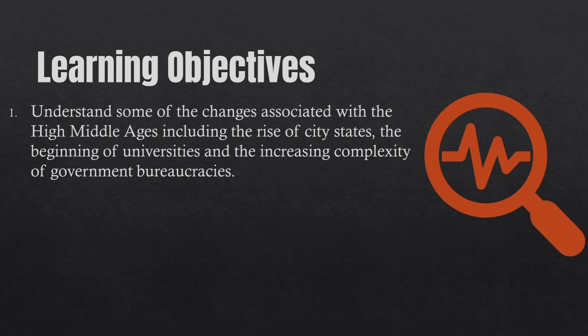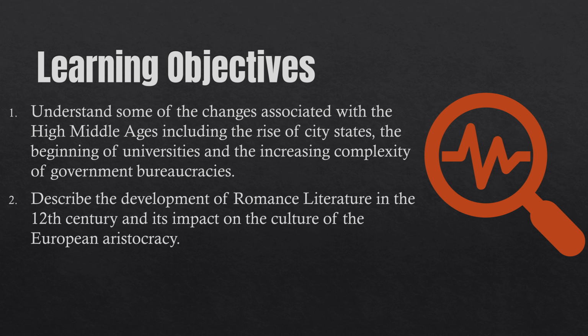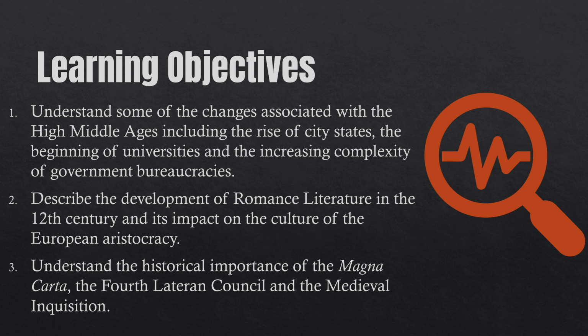The learning objectives for this video are: Number 1, understand some of the changes associated with the High Middle Ages, including the rise of city-states, the increasing power of medieval guilds, the beginnings of universities, and the increasing complexity of government bureaucracies. Number 2, describe the development of Romance literature in the 12th century and its impact on the culture of the European aristocracy. Number 3, understand the historical importance of the Magna Carta, the Fourth Lateran Council, and the medieval Inquisition.